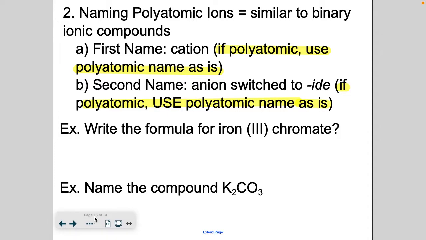Okay, so how do we name polyatomic ions? Very, very similar to the binary ionic compounds, which is nice. So with our regular ionic compounds, the first name is your cation, and you usually just name it. So if you had sodium bonded to a chlorine, you just said sodium. But if the first part of your chemical formula is polyatomic, maybe it's ammonium chloride, then you just use the polyatomic name as is.